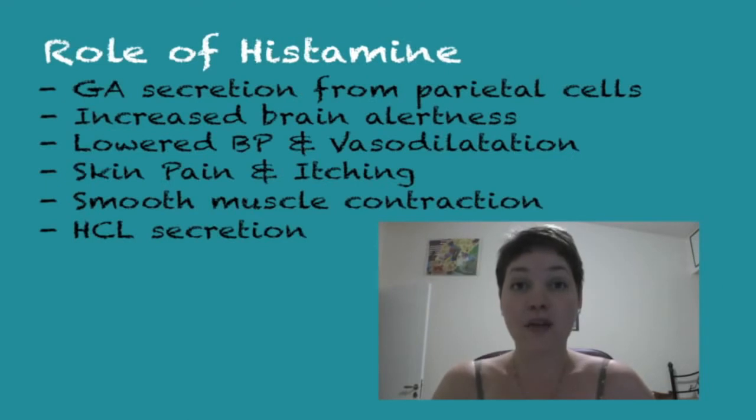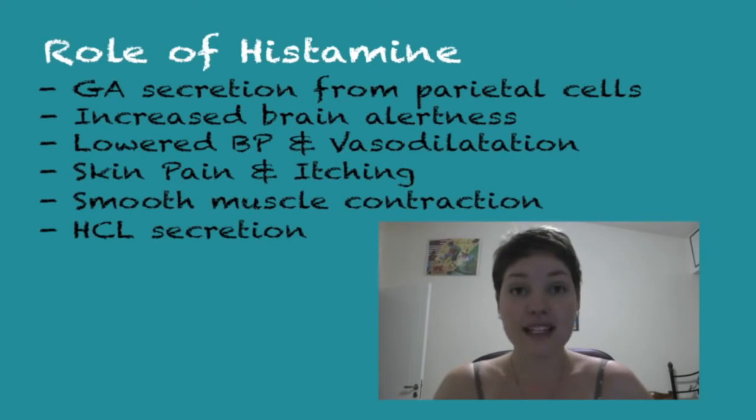Now I would like to talk about the role of histamine. So the first role of histamine is gastric acid release. This is in the parietal cells of the stomach lining. They are released from histaminocytes in the gastric mucosa. They bind to the H2 receptors of the parietal cells, and they release hydrogen ions and cause an influx of potassium ions. This regulates the basal acid output.